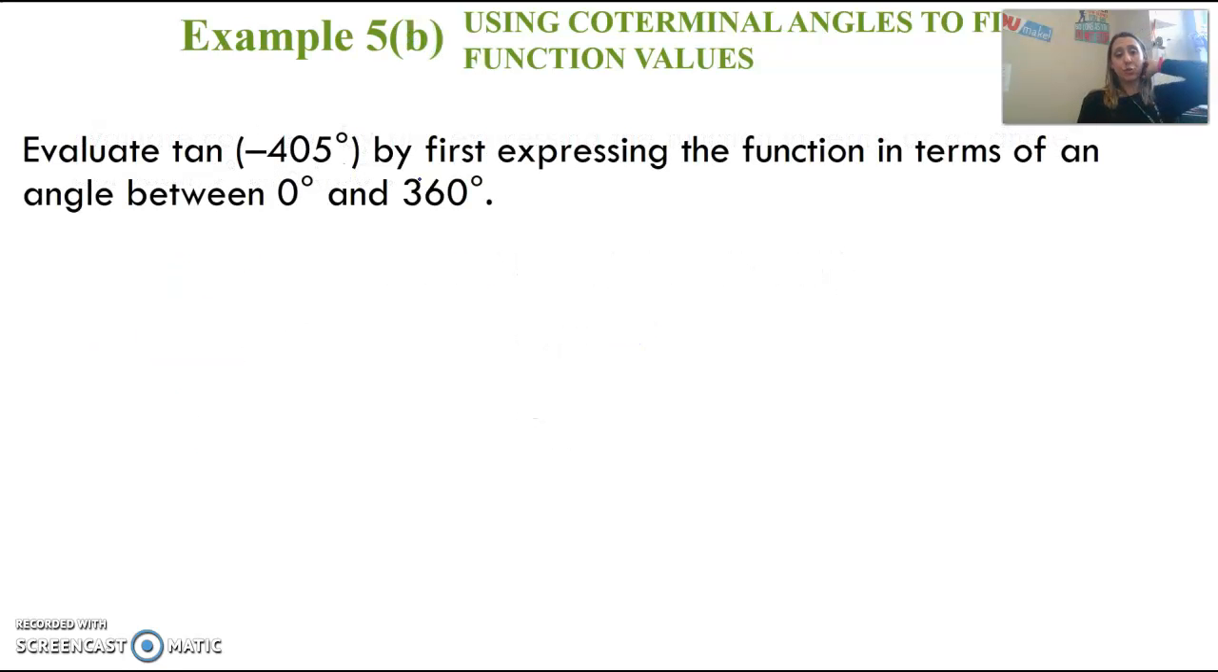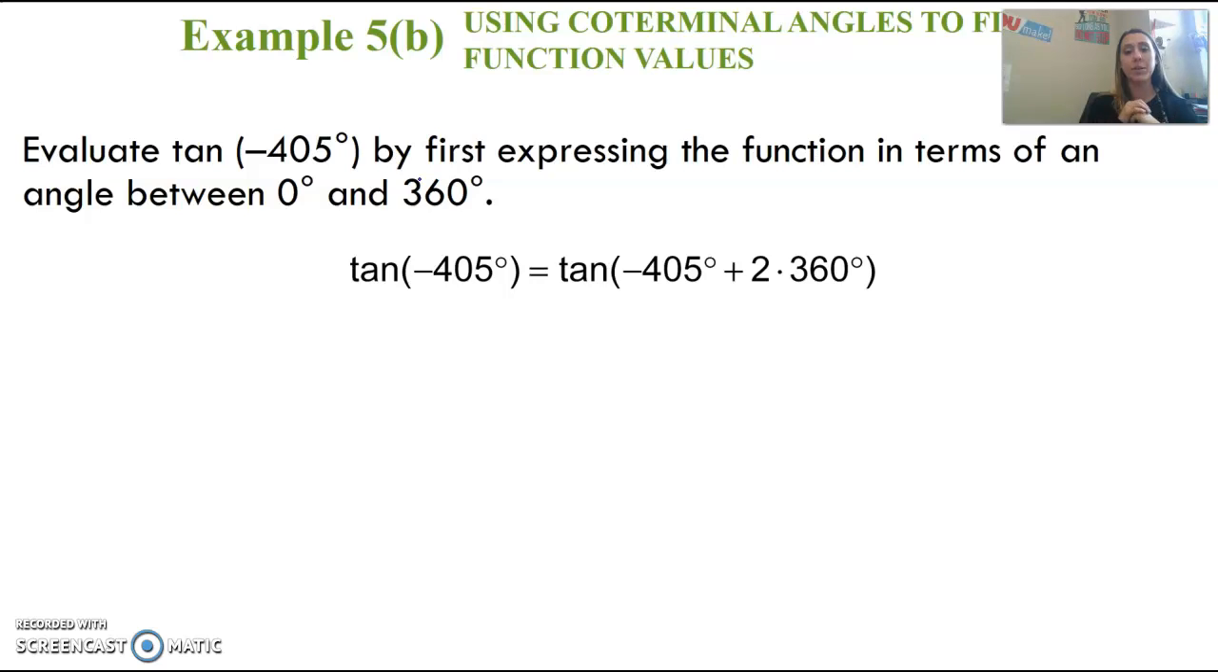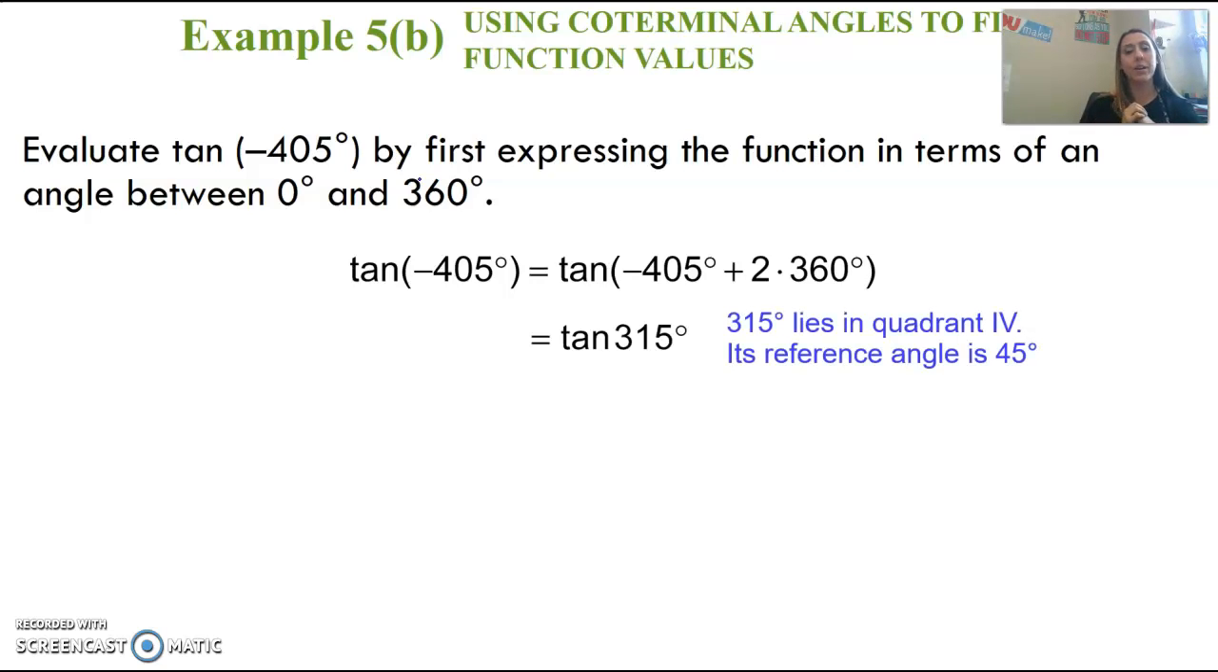All right, let's try this one. Let's evaluate the tangent of negative 405 degrees. Again, we want to add 360 until we get to a positive number. So we end up with the tangent of 315.